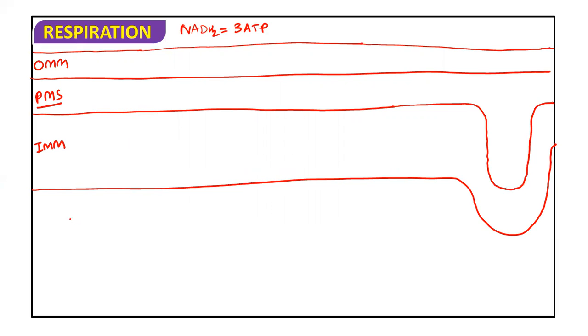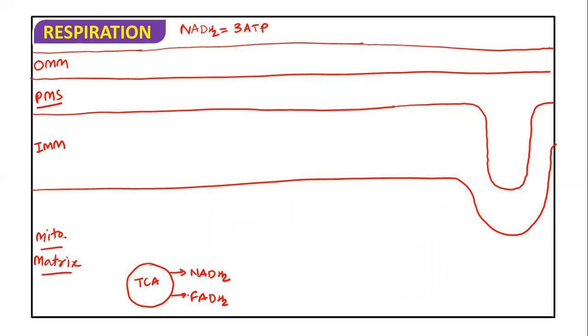Now we know that this is the mitochondrial matrix, and in the mitochondrial matrix, the TCA cycle or Krebs cycle takes place. And during the TCA cycle, we know that NADH2 and FADH2 are produced.